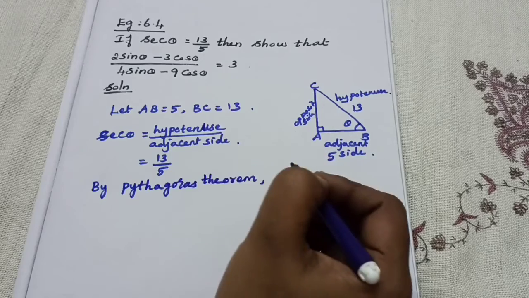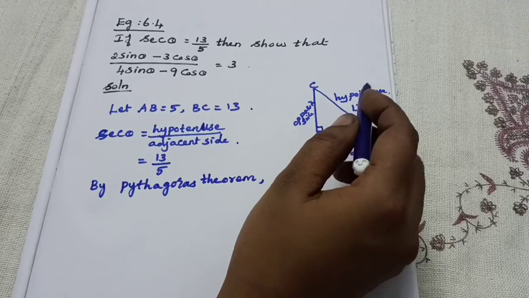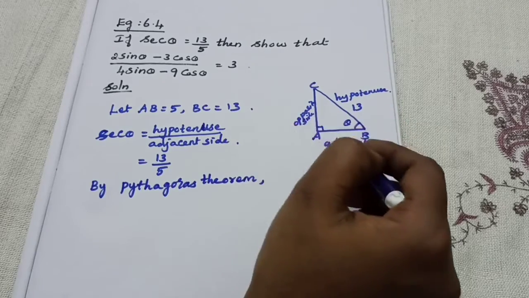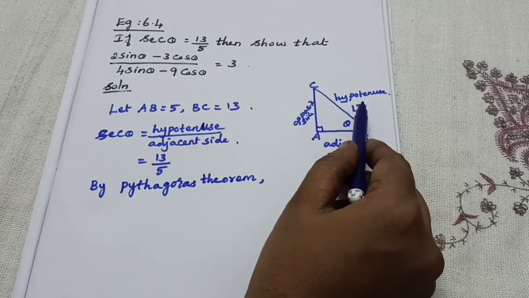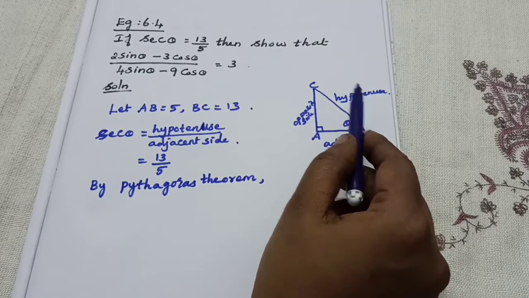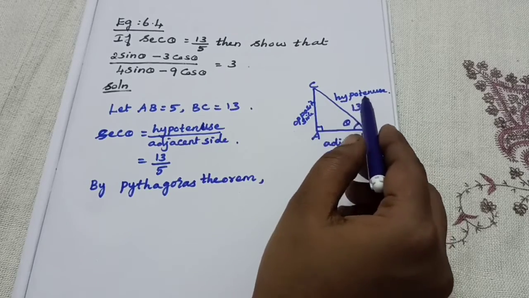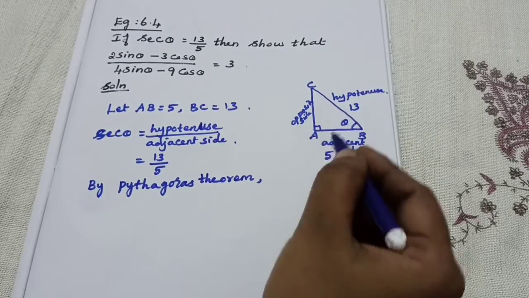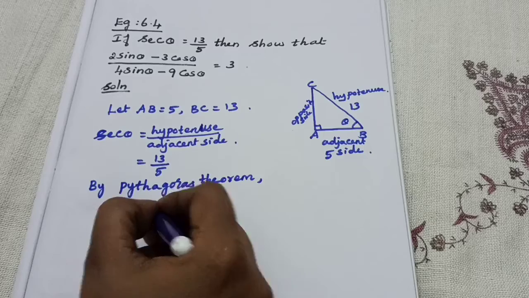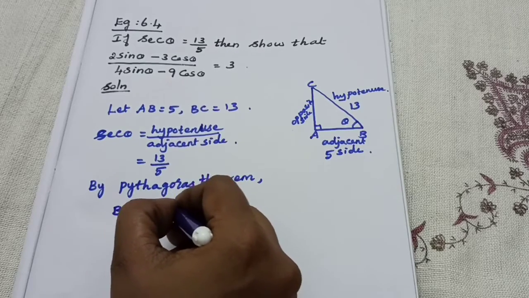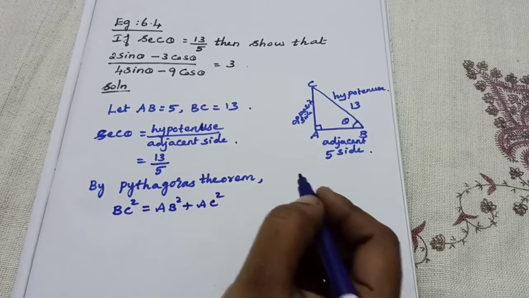To state the Pythagoras theorem: in a right angle triangle, the square of the hypotenuse is equal to the sum of the squares of the other two sides. Here, which is the hypotenuse? BC is the hypotenuse. So what can we write? BC square is equal to AB square plus AC square. Have you understood?